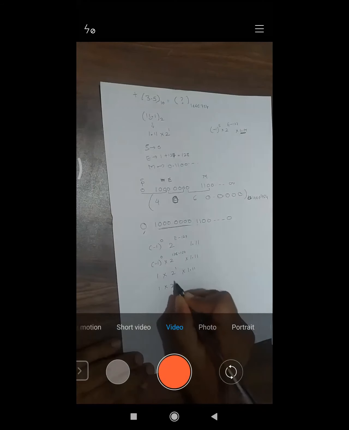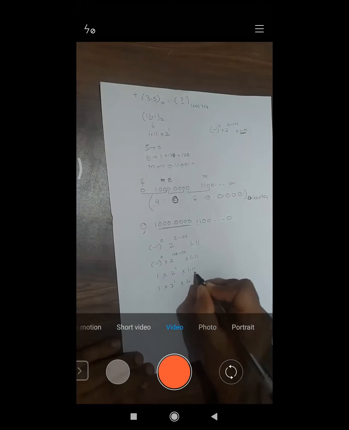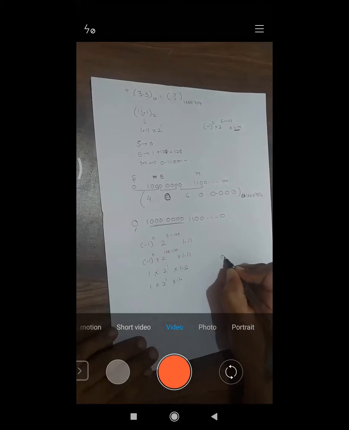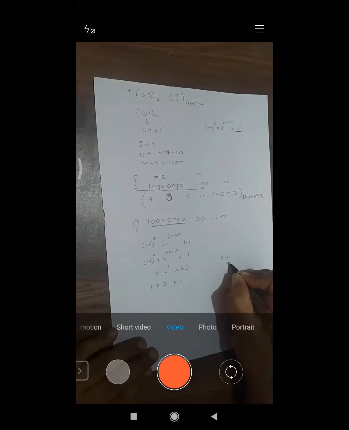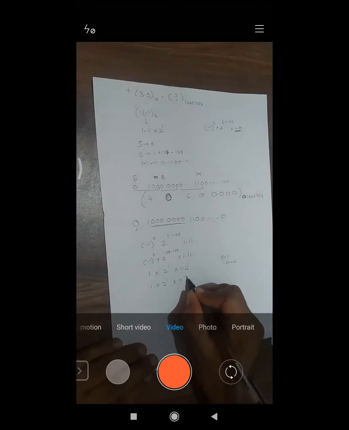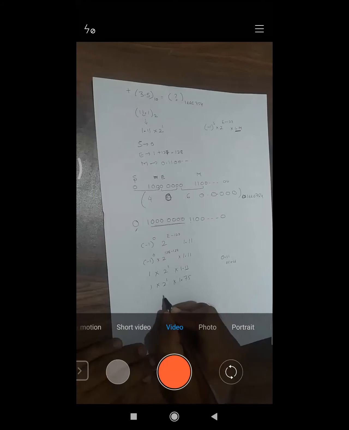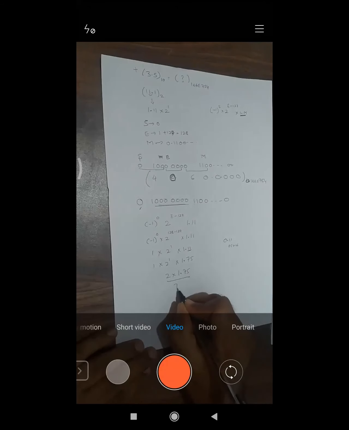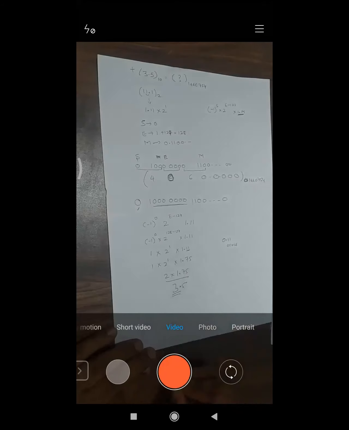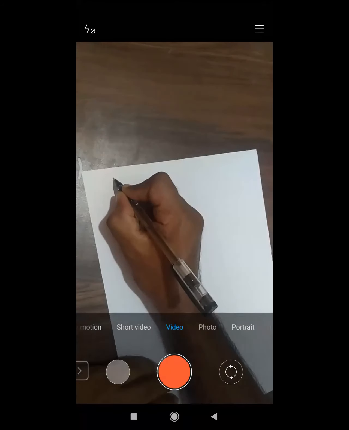So 1 into 2 raised to 1, so 1 dot 11. Convert this: 0.11, this is 0.5, this is 0.25, so it is 0.75. So 1 into 2 raised to 1 is 2 multiplied by 1.75. Now this is 3.5, so we are correct. Now I will take one negative number, something like minus 17.625. I will take this number.